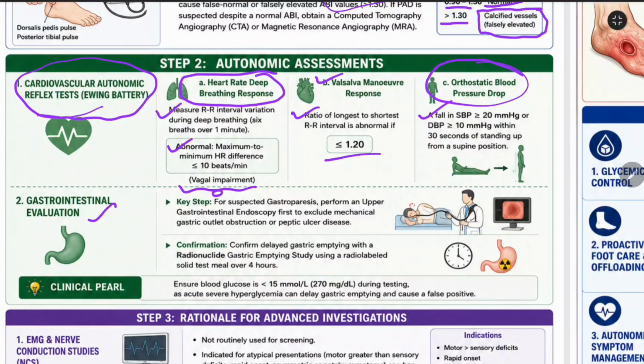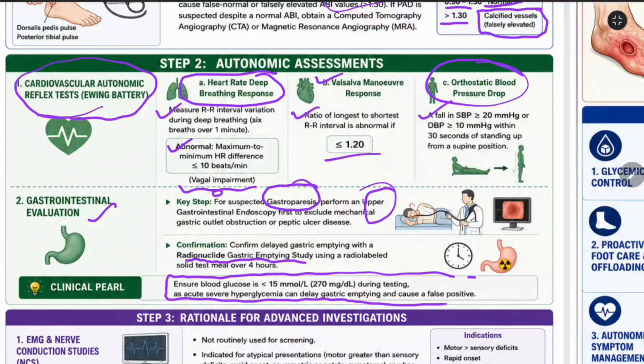Gastrointestinal evaluation: we are seeing whether the patient has gastroparesis or not. For that, first you should exclude any ulcer or gastric outlet obstruction by doing endoscopy. If it is not there, then we will perform a radionuclide gastric emptying study to see whether the patient has gastroparesis. But one thing we should remember: we should not perform this test if the patient's glucose is more than 270 milligram per deciliter, because acute severe hyperglycemia itself causes gastroparesis, where the patient will feel early satiety.